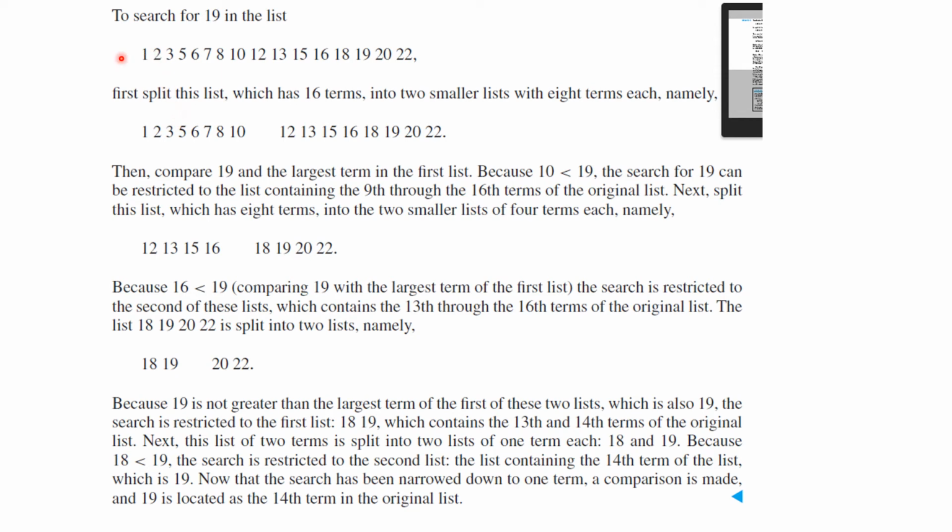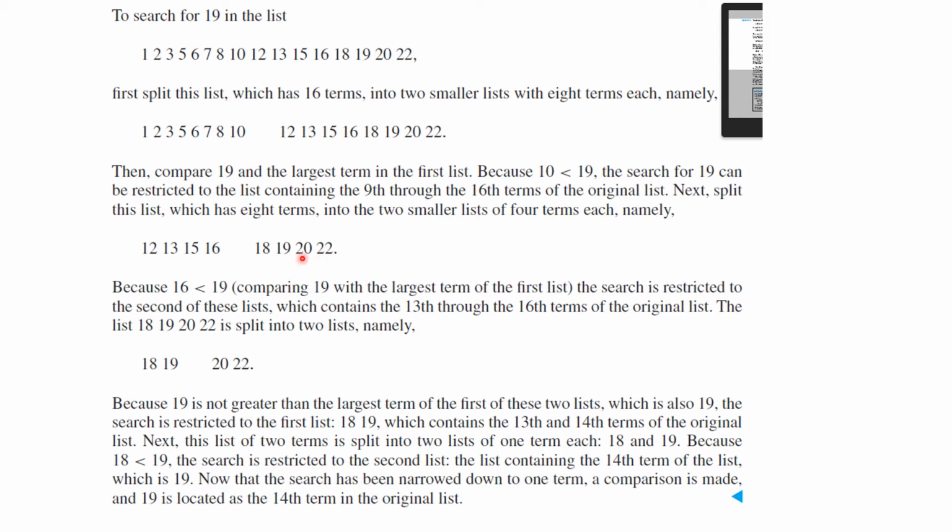Okay, so we're searching for 19 in this list. Well, the first thing, we split it in half. And you see, we know the biggest number here is 10. So if we're looking for 19, we throw all of these away and we just look here. But then we split this list in half again. And we can see that the biggest one here is 16, so I don't have to look there anymore. So I look only over here.